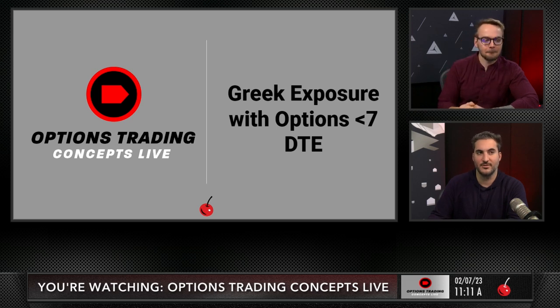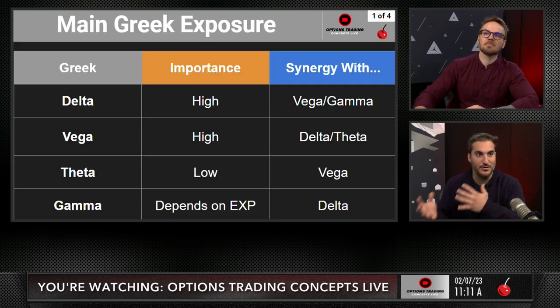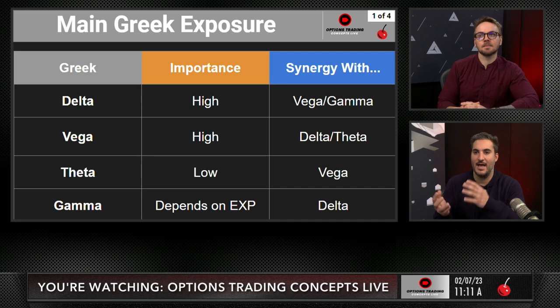Cool. All right, so we're looking at Greek exposure with less than 7 days till expiration, DTE. So those short-term YOLO trades is kind of what we're looking at today. And we're looking at it from the short premium side, of course. If you trade primarily long premium, you can just kind of flip everything that you're looking at, and it'll give you an idea of the exposure and the changes in your Greeks based on changes in the factors that we're going to look at here.